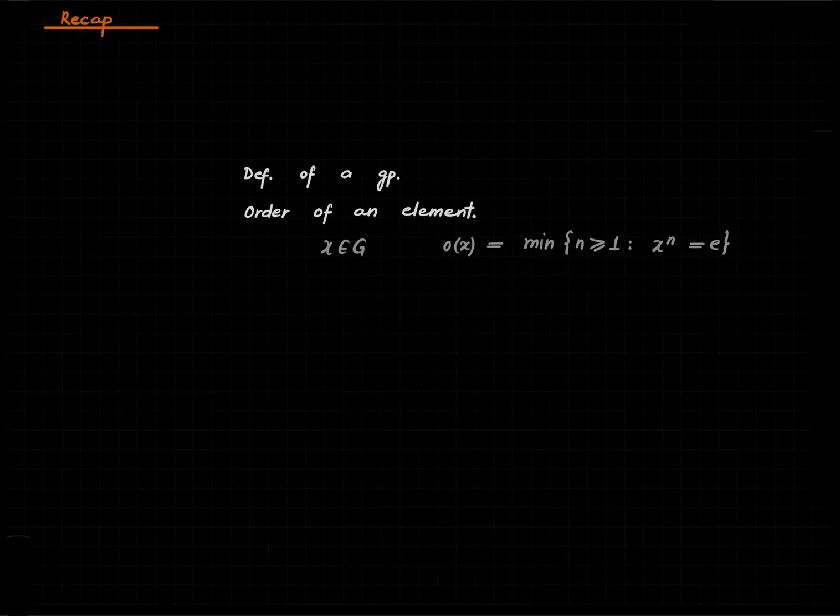Now such an n may not exist. But if it exists, then this set is non-empty and you can take the minimum, that is the order. If this set is empty, then we define the order of x to be the symbol infinity. And we noticed that if G is a finite group, then this is always non-empty, and the order of x is at most the cardinality of G. Alright, so this much we know, and let us proceed.